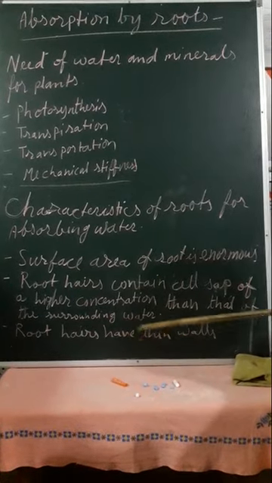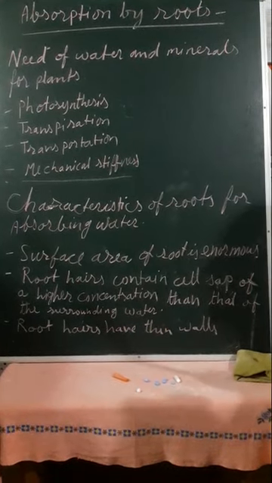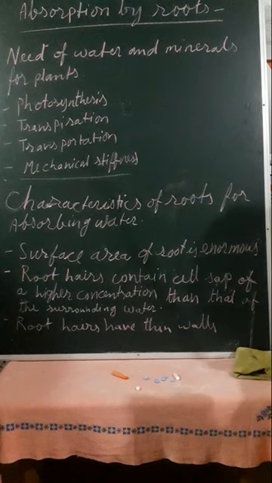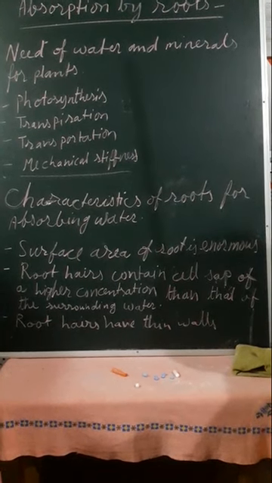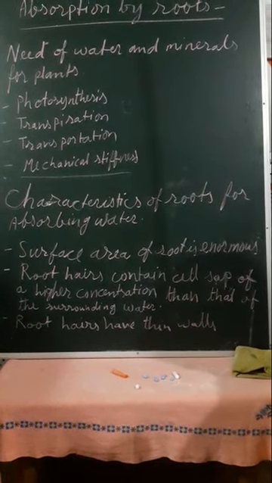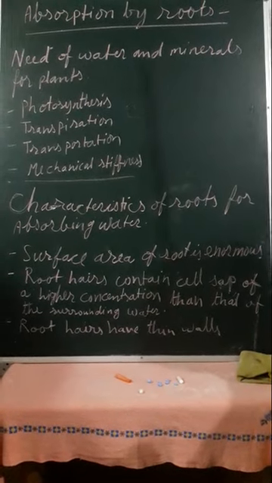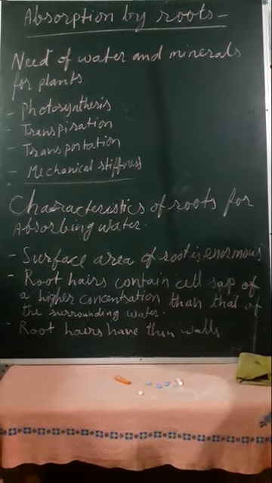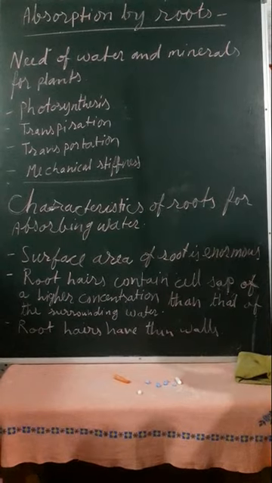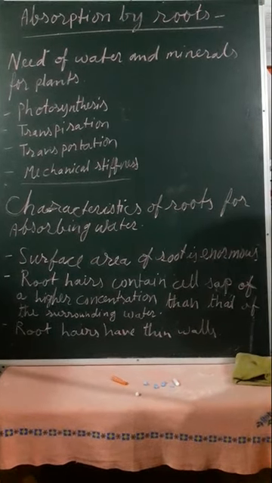Root hairs have thin walls. You know that there is a cell membrane and cell wall, like in a plant cell. Plant cell is having a cell wall, then a cell membrane. Cell wall is freely permeable and cell membrane is selectively permeable.